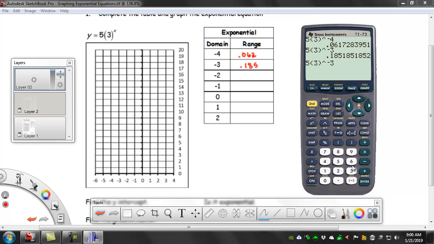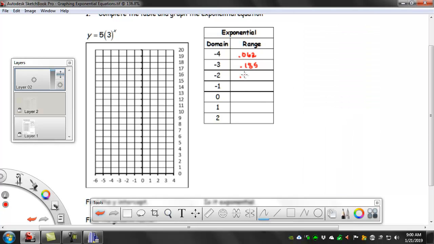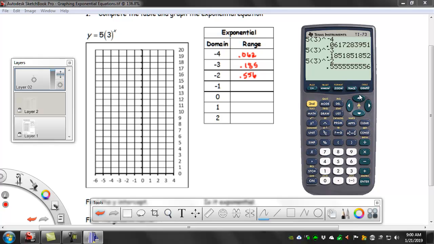Okay, here, change that -3 to a 2. And I get 0.555, so I'm going to round it off to 0.556. So that's just barely above a half. Now we'll try a 1.